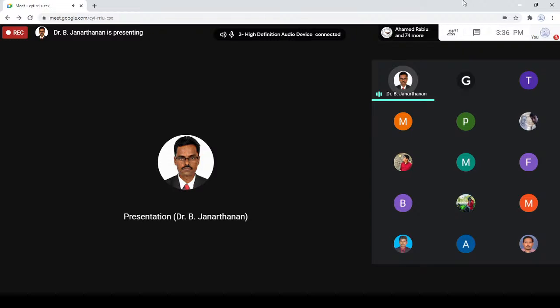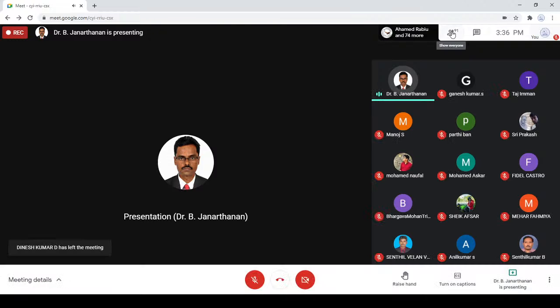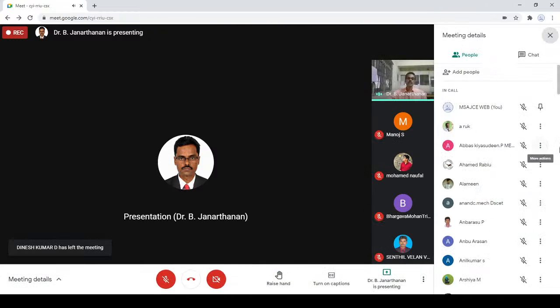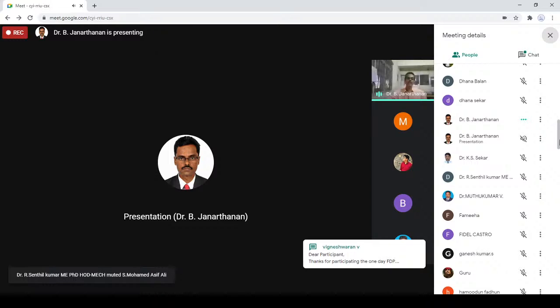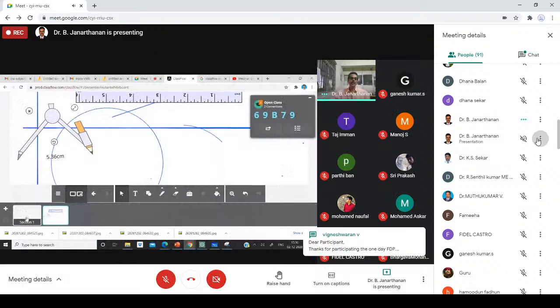If you buy this software with the smart board, they give more features than this. But I think this is more than enough for our educational purpose. Now you can add more sheets. This is like a section. You can add more sheets here. This is one sheet.